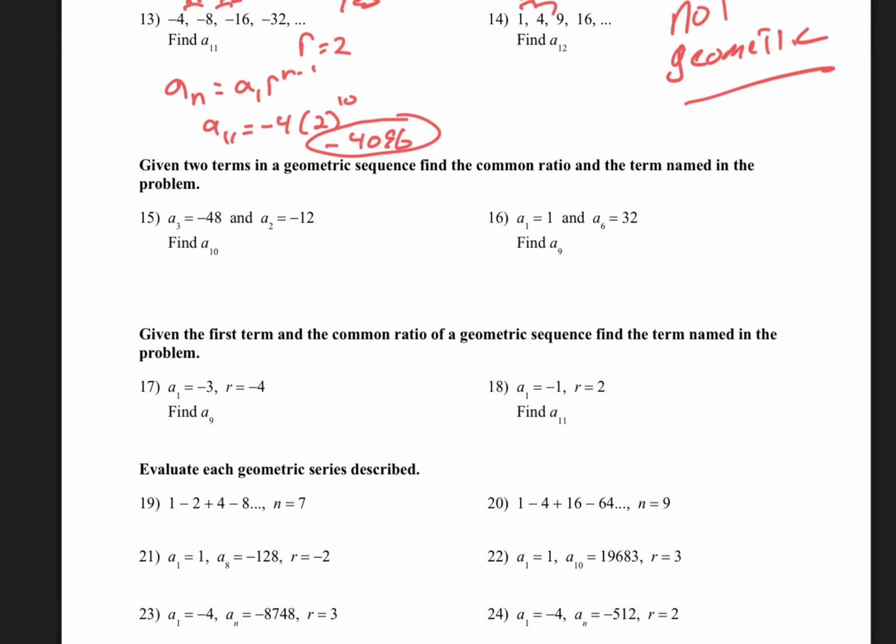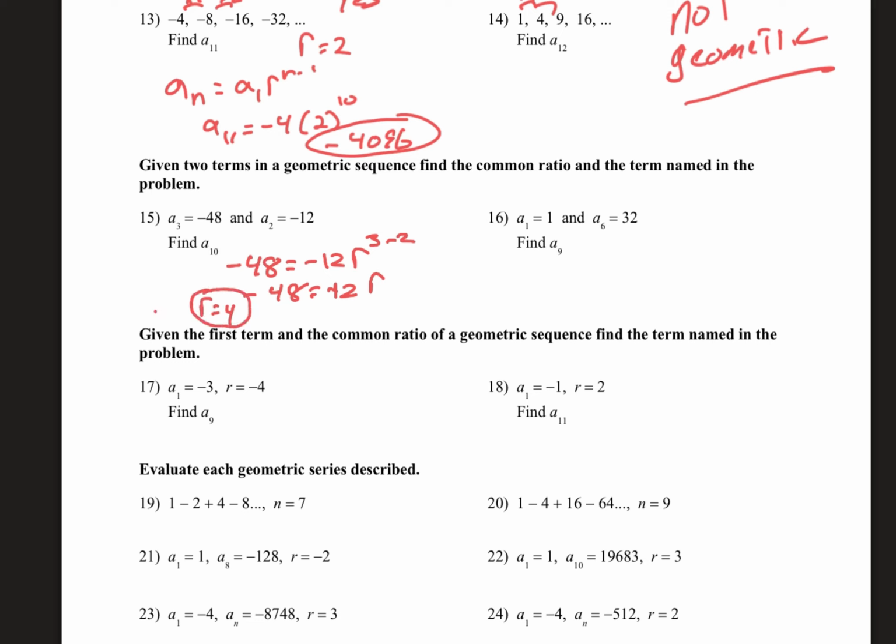Number 15, given two terms in a geometric sequence, find the common ratio. So negative 48 is going to equal our a of 2 in this case. So negative 12 times r to the 3 minus 2. So it would be negative 48 equals negative 12r. So 48 divided by 12, 4 is our ratio. So r is equal to 4.